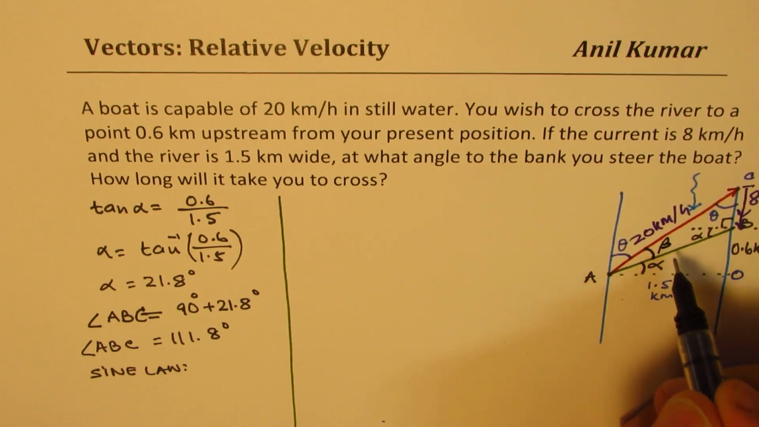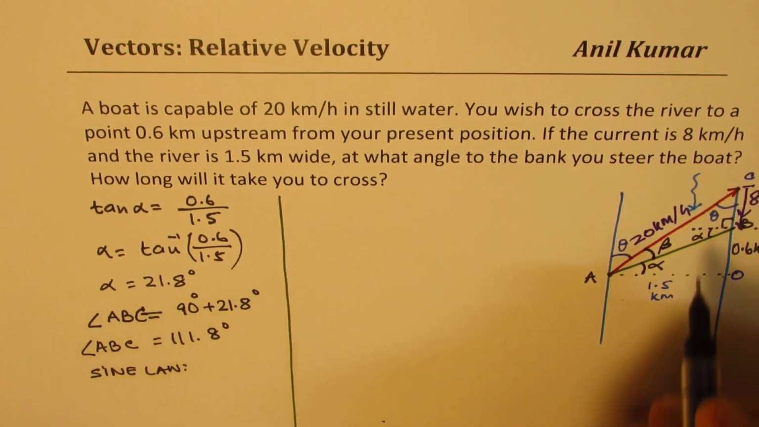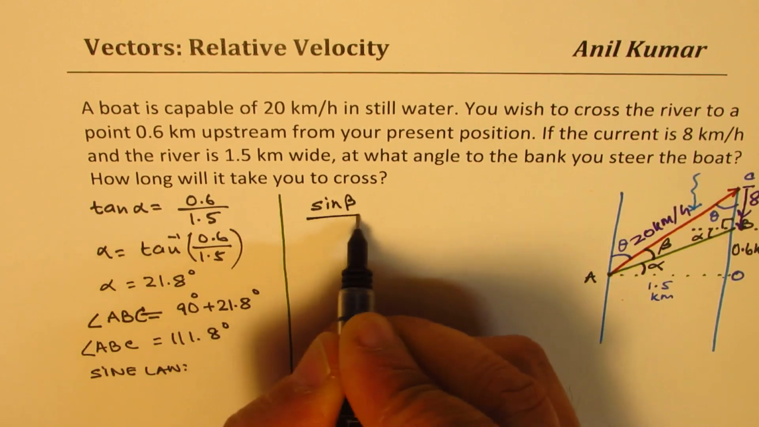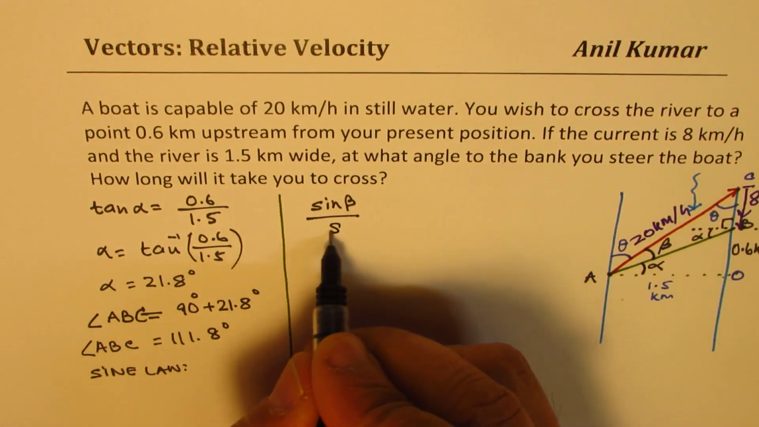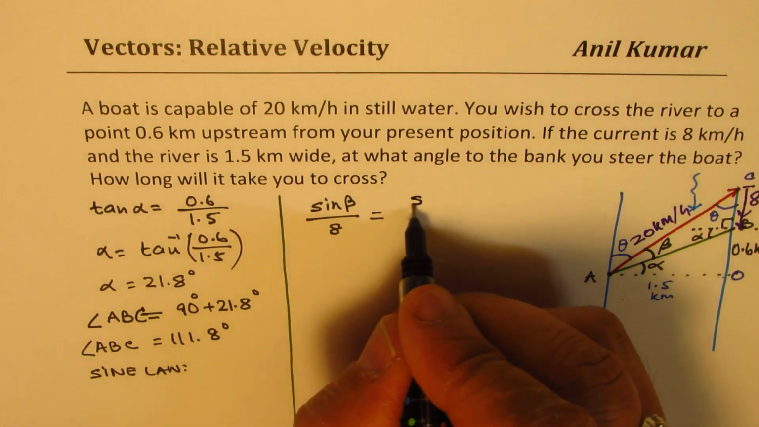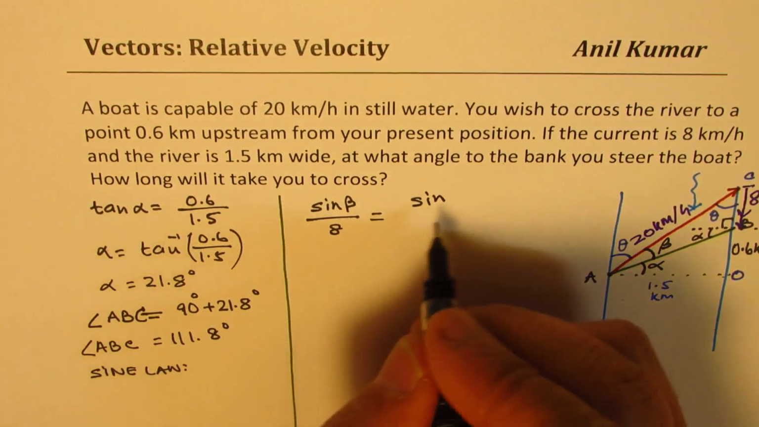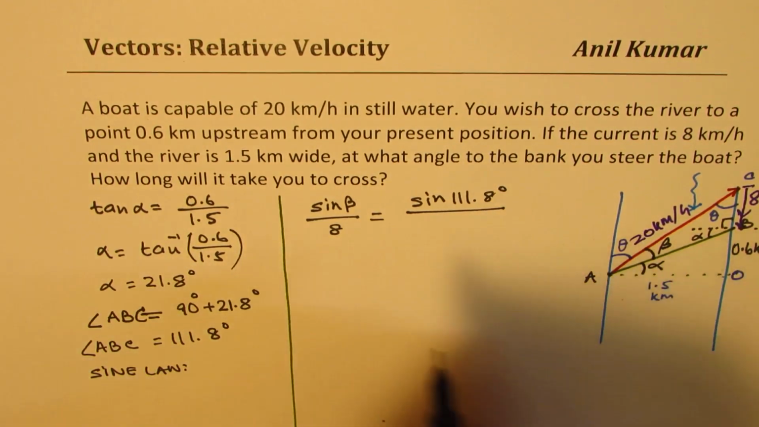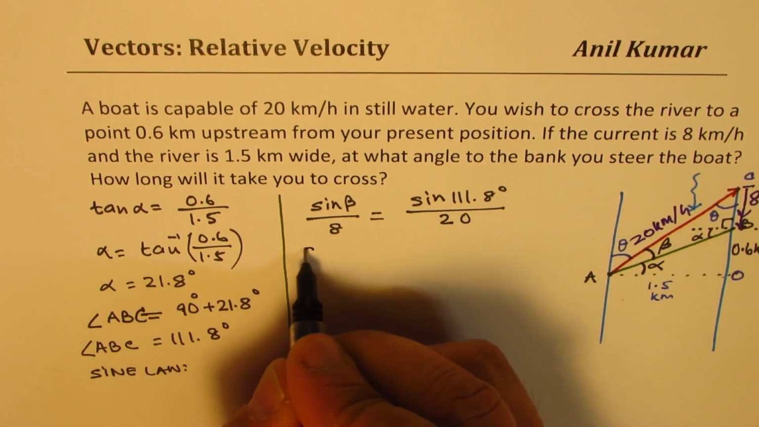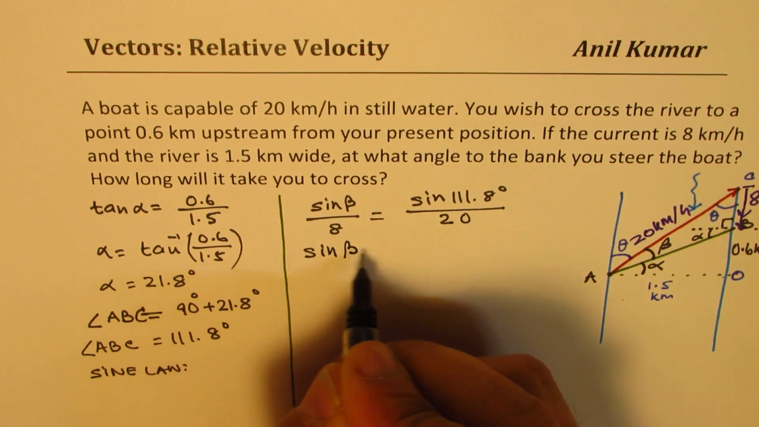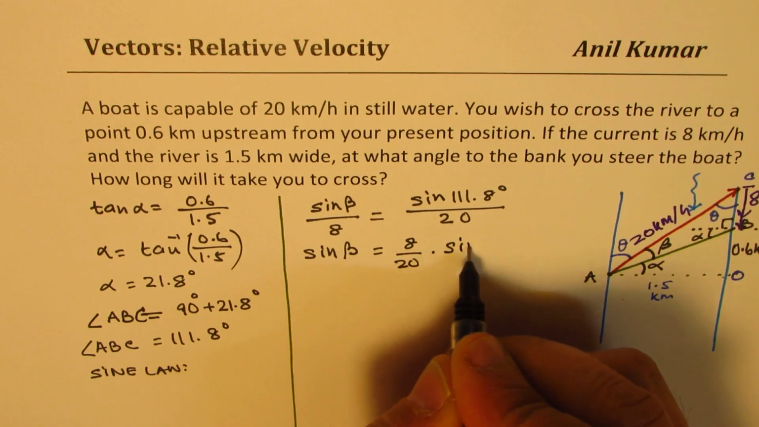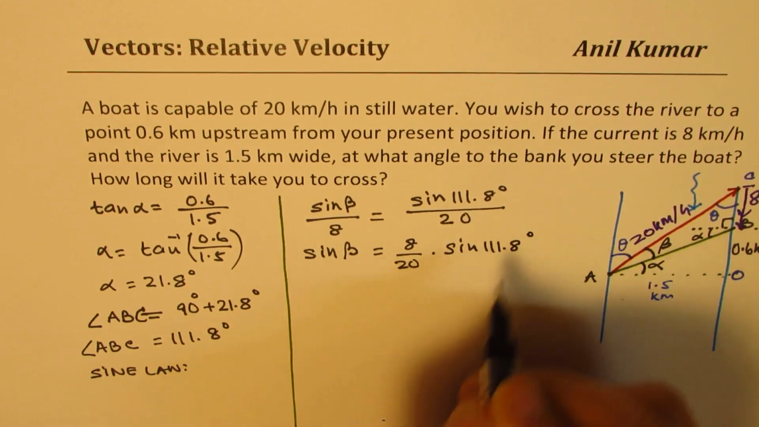Let's call this angle beta. Okay, so too many alpha betas. Okay, that's fine. So we know sine of beta over the side opposite, which is 8, should be equal to sine of the angle 111.8 degrees over 20 kilometers. Is that clear? So sine of beta will be equal to 8 over 20 times sine of 111.8 degrees.